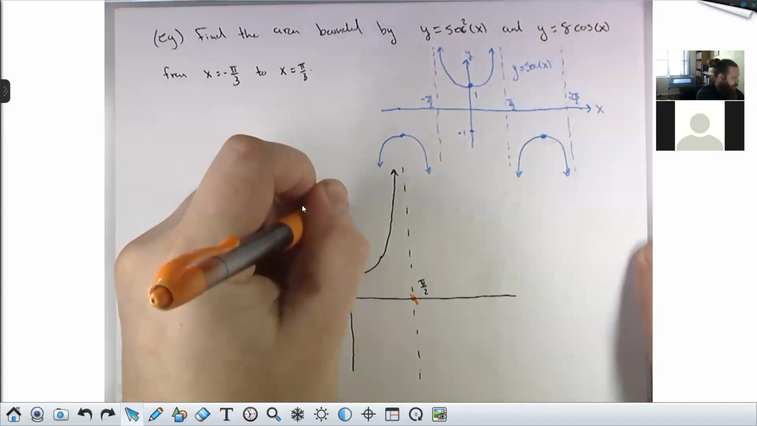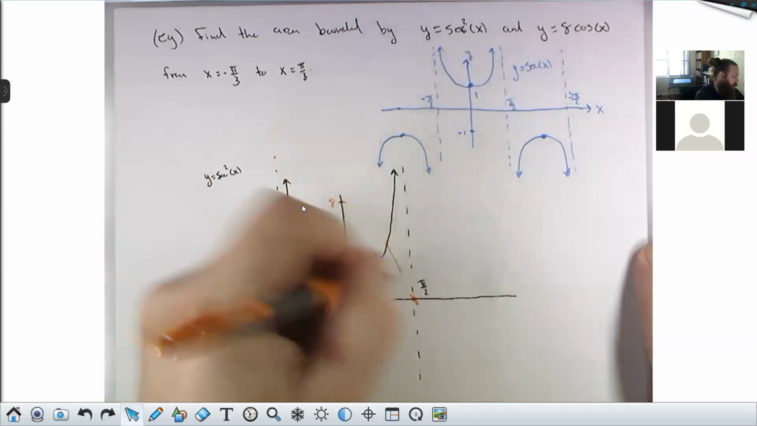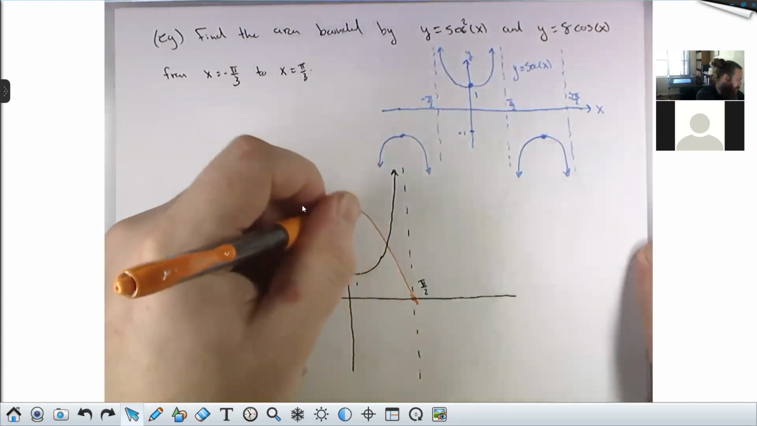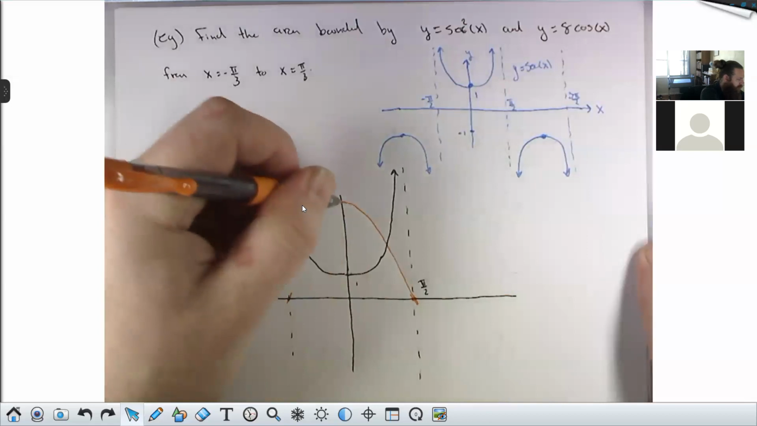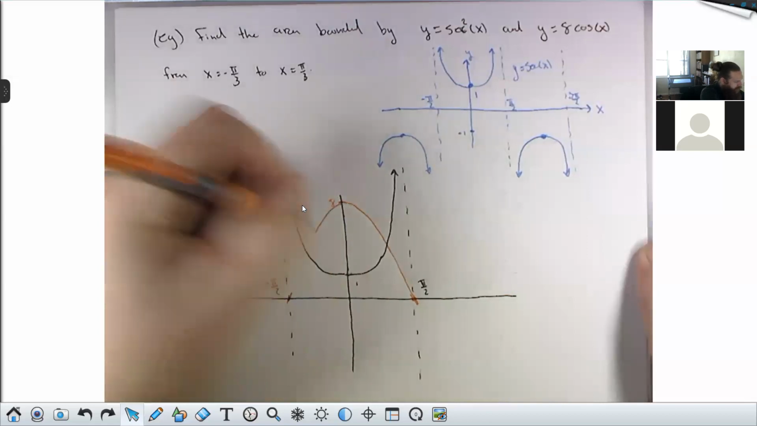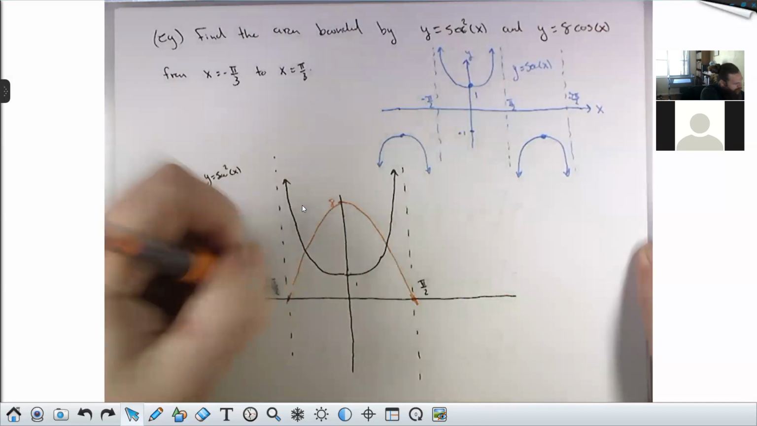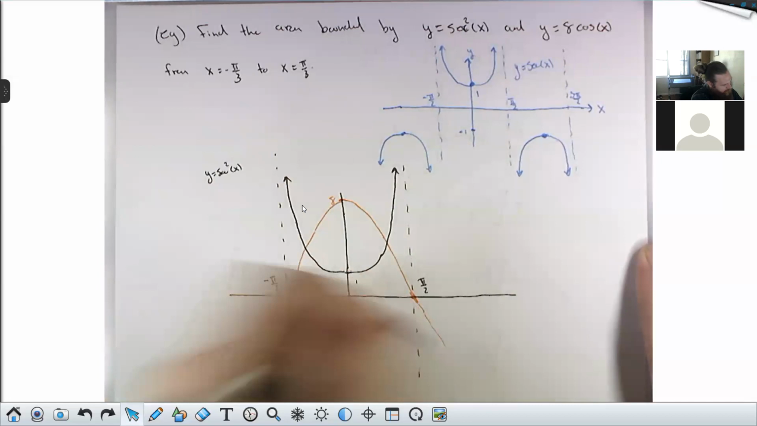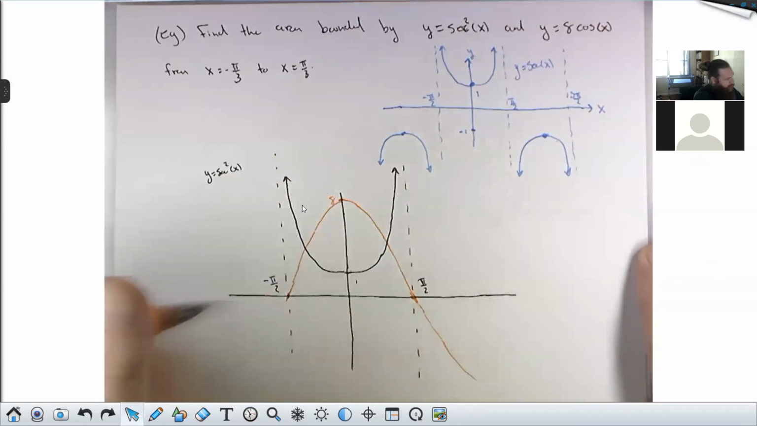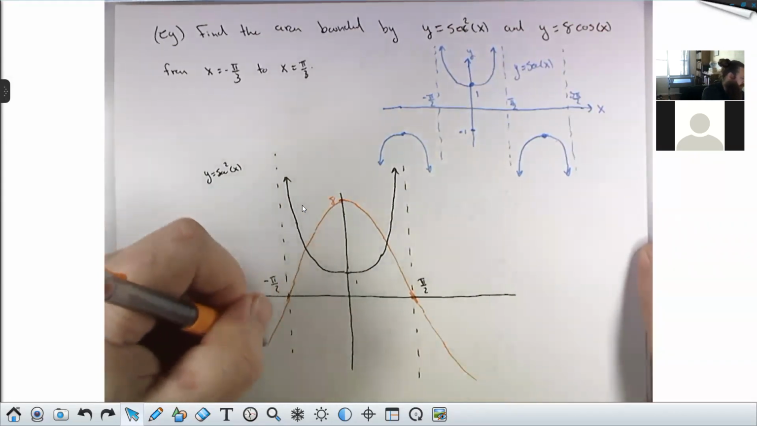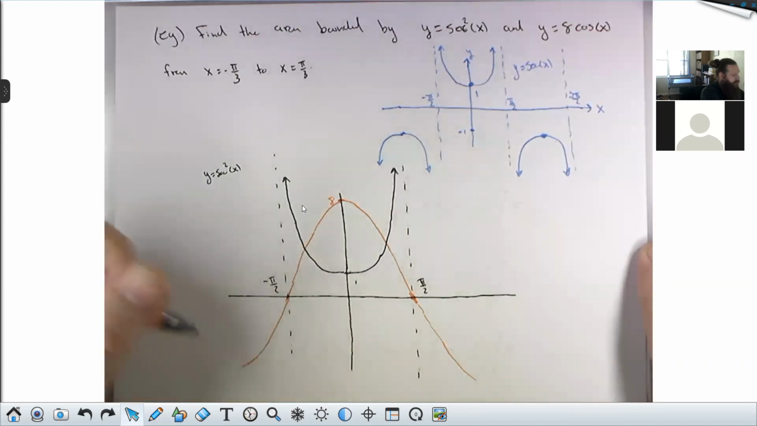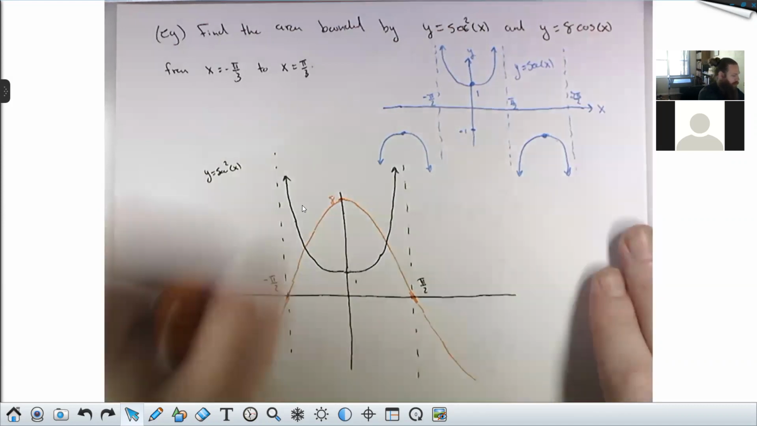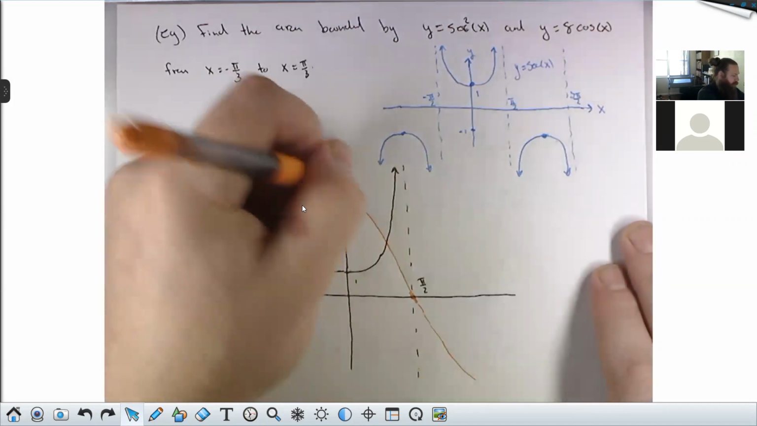So here is 8 times the cosine of x. And it continues doing its thing, but we don't particularly care about what it does outside this region. So the black is secant squared, and the orange is 8 cos x.